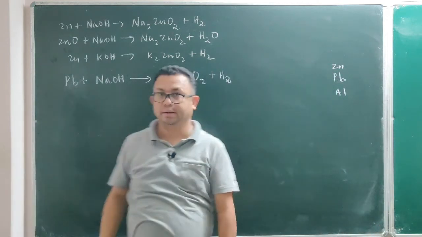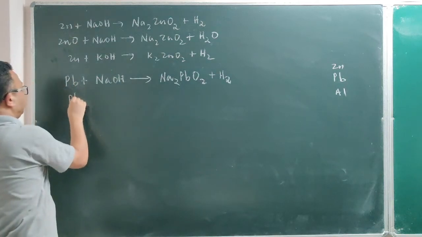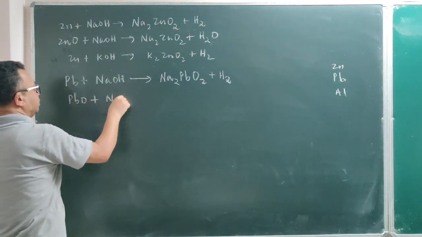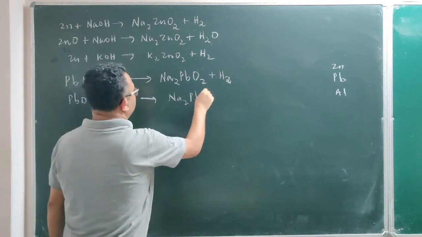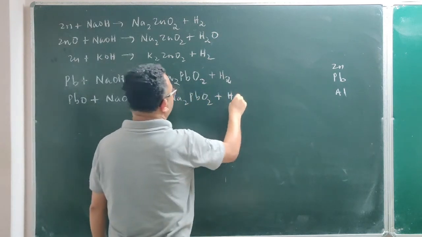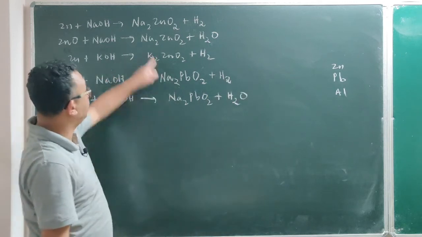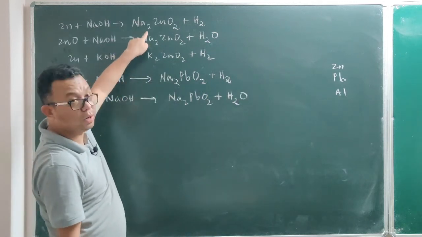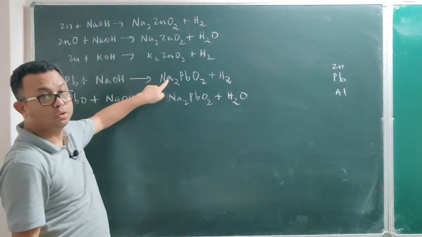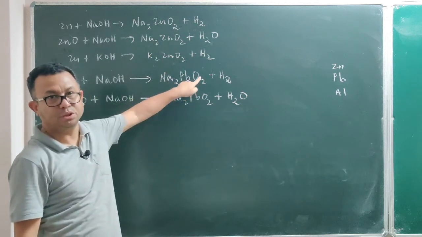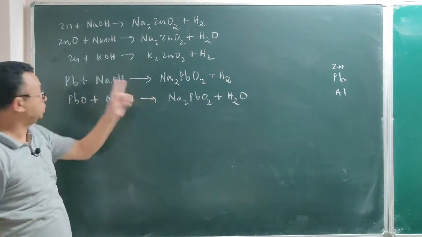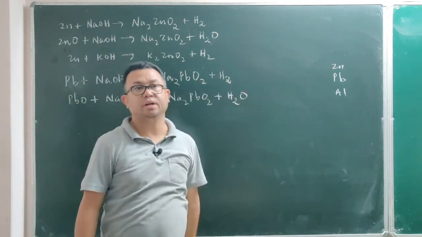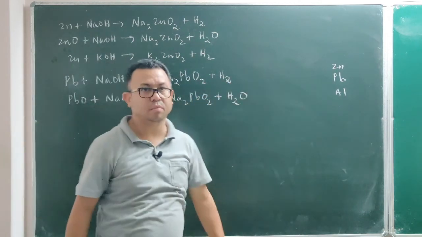Now instead of lead Pb, if I am taking lead oxide PbO plus NaOH, then the same product will come out, sodium plumbite, plus water. By the way, I did not write the names of the compounds: this is sodium zincate, and this is sodium plumbite, valency 2. In this case water is produced because of the oxygen; where there is no oxygen, hydrogen is produced.